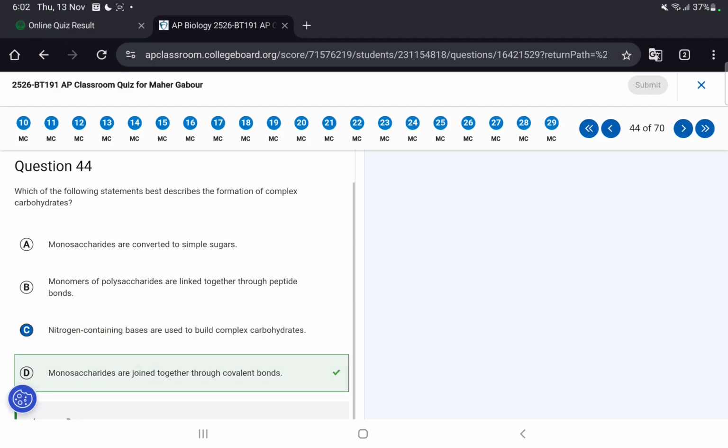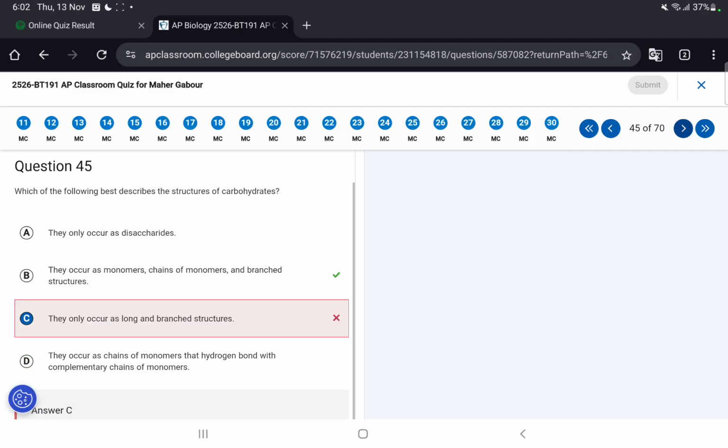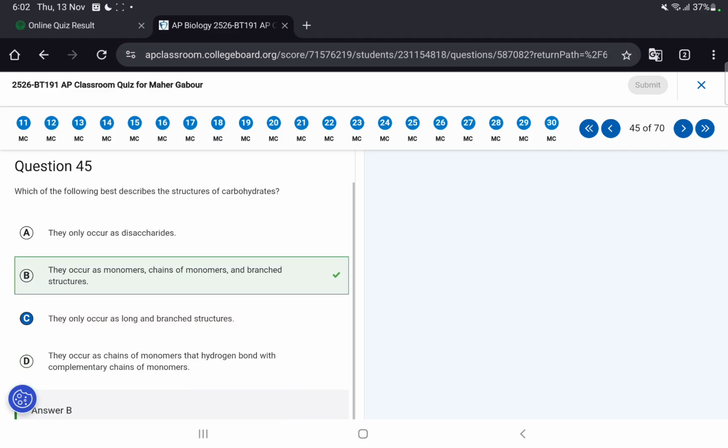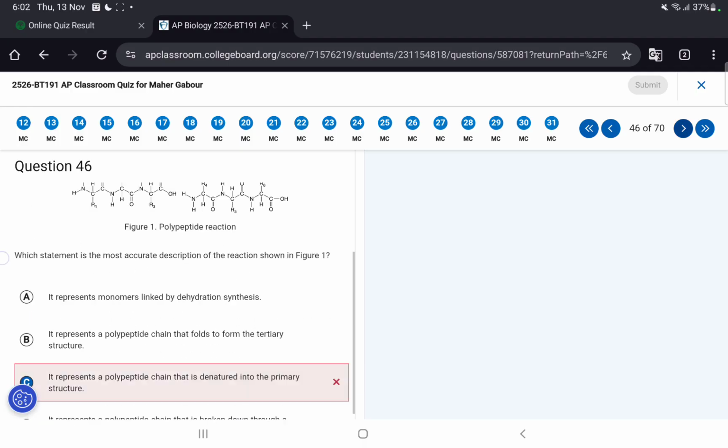Just like I said. Which of the following statements best describes the formation of complex carbohydrates? It's a repeat of what we said. Which of the following best describes the structures of carbohydrates? They occur as monomers, chains of monomers, and branch structures. There's nothing for me to say here. Just memorize it.